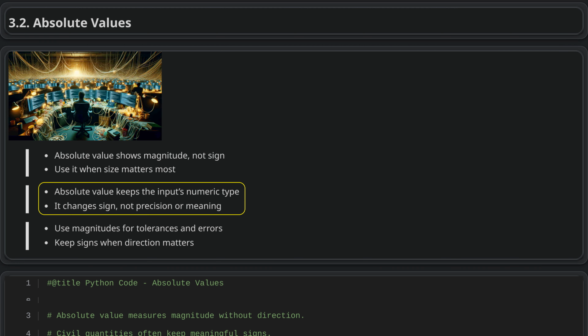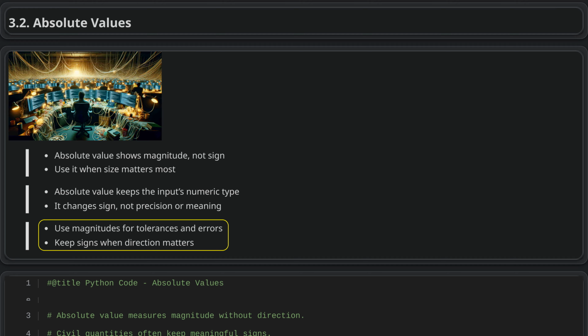Absolute value changes only the sign of a number, not its type or precision. Whole number differences remain whole numbers, while decimal values should keep their decimal precision. This matters because decimals, such as survey elevations, can reveal small errors that rounding might hide, while counts naturally stay as whole numbers.